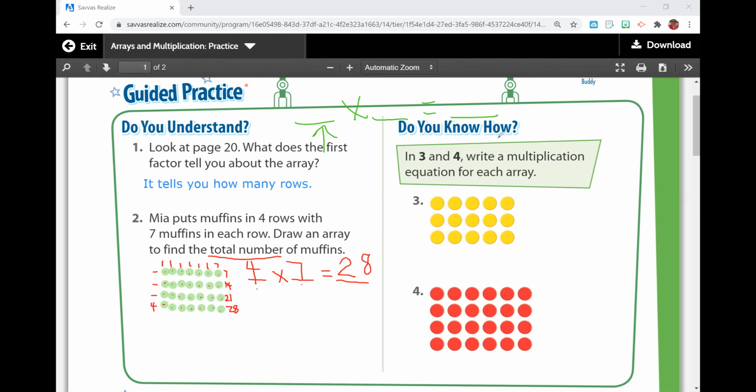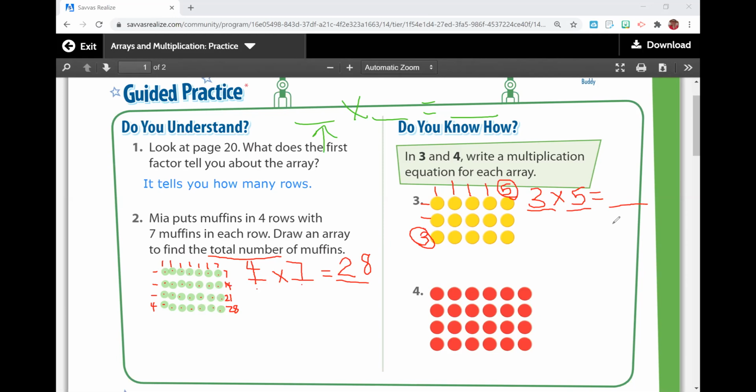In 3 and 4, write a multiplication equation for each array. Let's first label the rows. I have 1, 2, 3 rows, and 1, 2, 3, 4, 5 columns. My rows are my first factor, and my columns are my second factor.